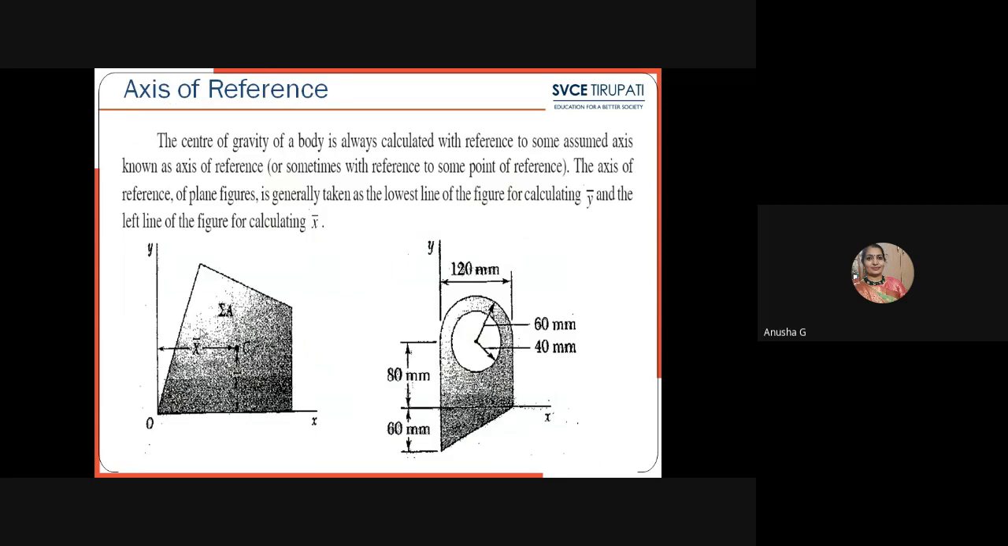Now we'll see the axis of reference. Whenever we are considering the centroid, we have to know about the centroidal axis, that is the axis of reference. Here you can see the center of gravity of a body is always calculated with reference to some assumed axis. That means whether we assume with reference to the x-axis or with reference to the y-axis. The axis of reference of plane figures is generally taken as the lowest line of the figure. That means if we want to calculate in the y direction, you have to calculate the x bar. If you are taking the horizontal, then you have to calculate the y bar distance.